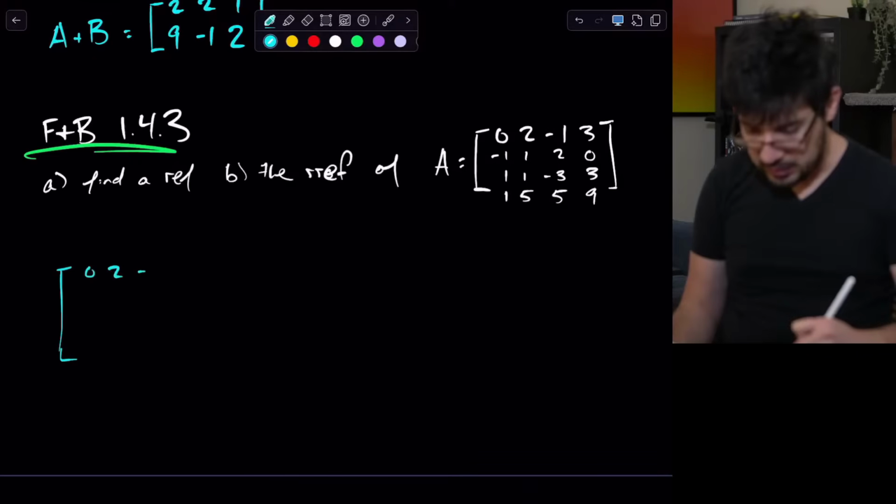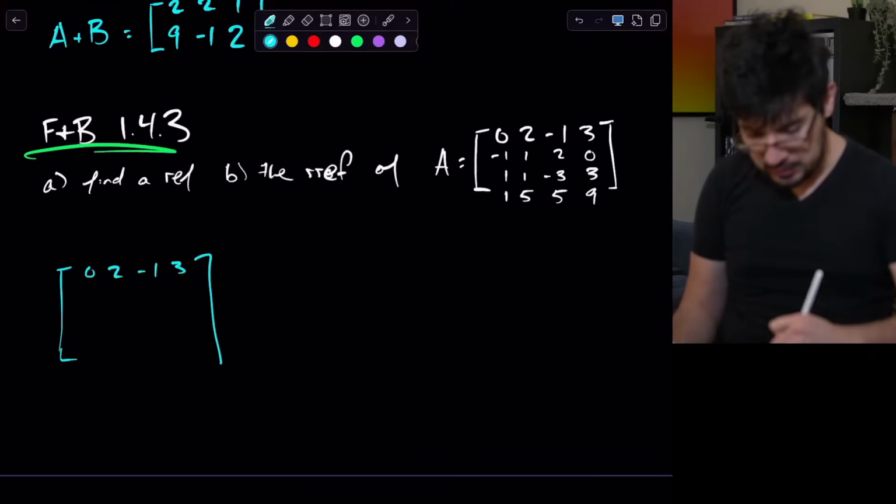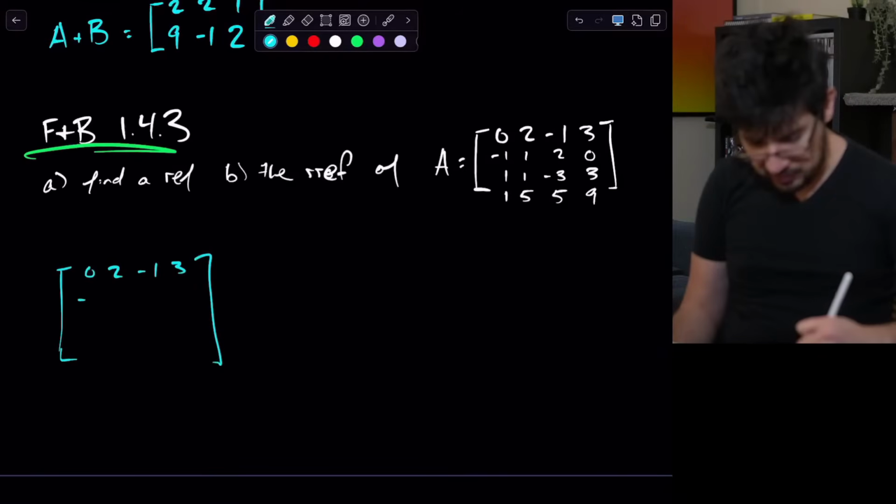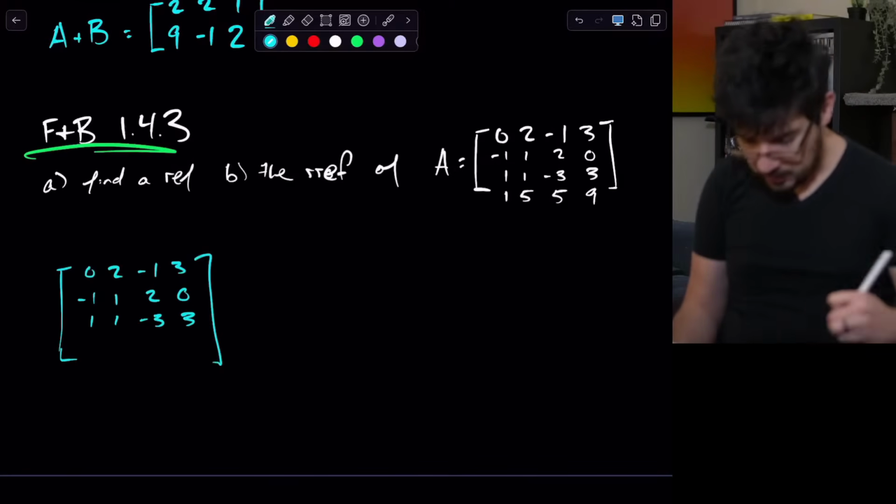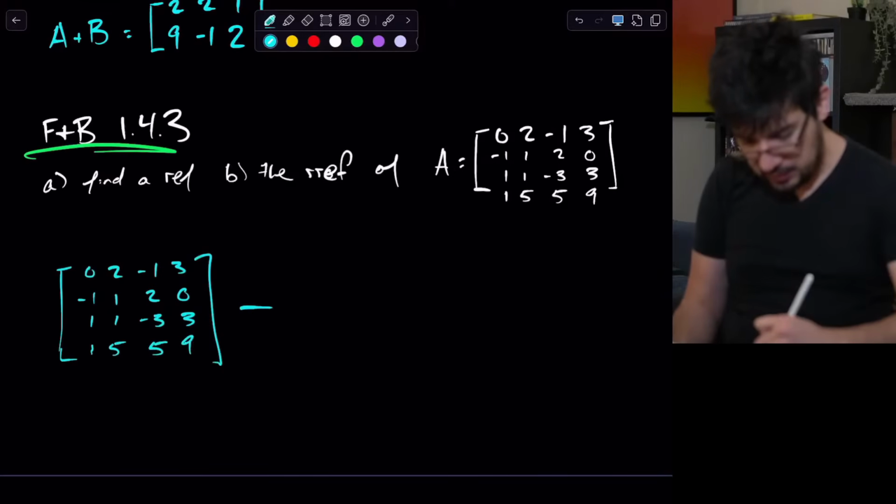0, 2, -1, 3. Why am I rewriting this? Because I've got nothing better to do. Because AI took my job. 1, 1, -3, 3. 1, 5, 5, 9. Let's do some row reductions.